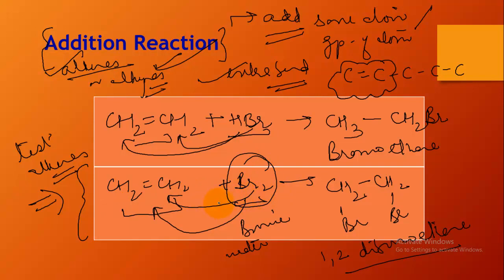Bromine water gets decolorized. So whenever you have an unidentified compound and you react it with bromine water, and the decolorization of bromine water occurs, that means the compound has undergone an addition reaction, and it is a test shown by unsaturated hydrocarbons, that is, by alkenes as well as alkynes. So this is an identification test for alkenes and alkynes, or you can say a test for unsaturation.